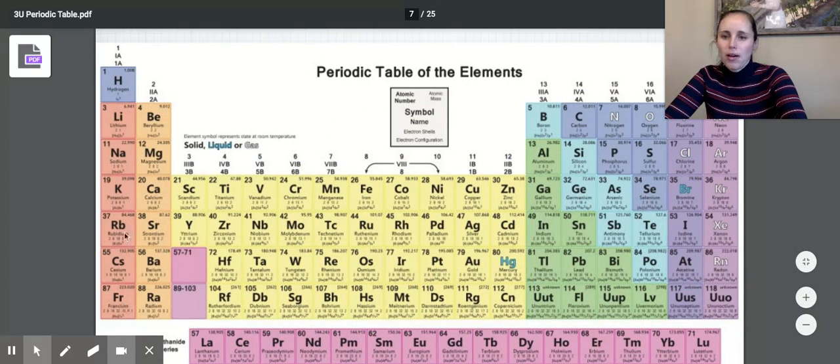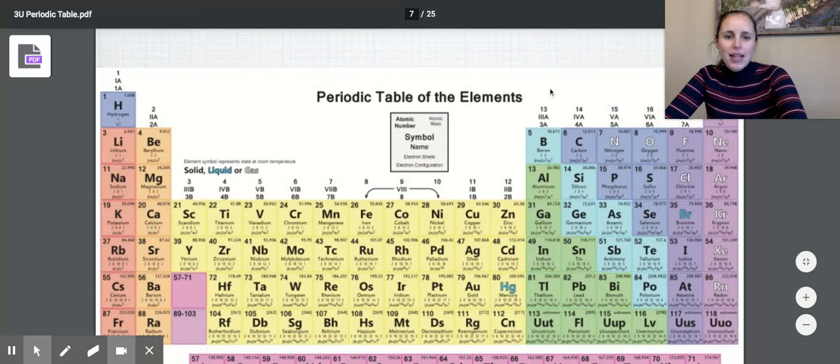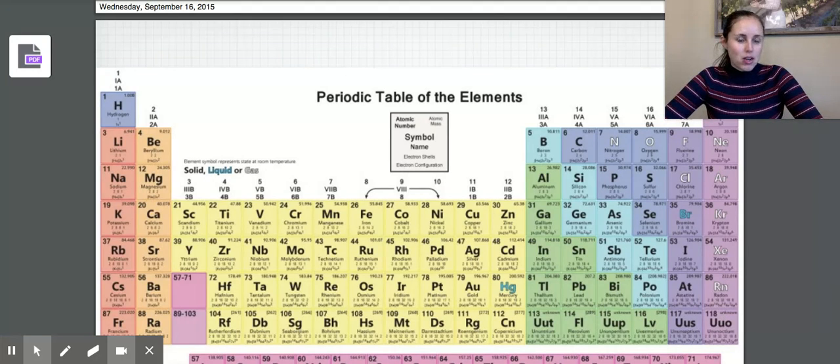Anything in group 1 has 1 valence electron. Anything in group 2 has 2 valence electrons. Anything in group 13 over here has 3, 4, 5, 6, 7, 8. So you did start learning that in grade 9. However, I appreciate grade 9 was a long time ago.